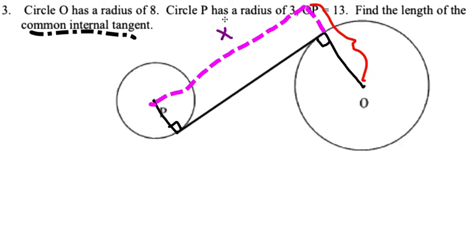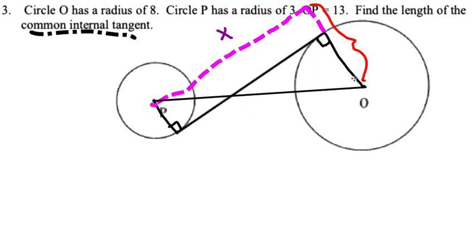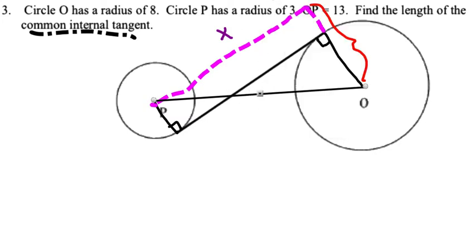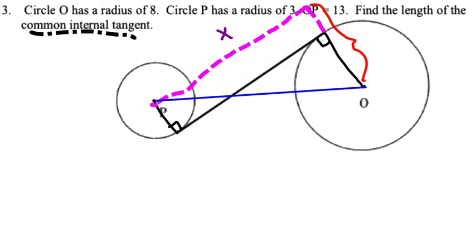Now, circle 8, so OP. OP is this line right here that connects these two. Agree? So let's draw OP with a nice straight line. There's OP. And let's make it blue. That OP, that length there, is equal to 13.